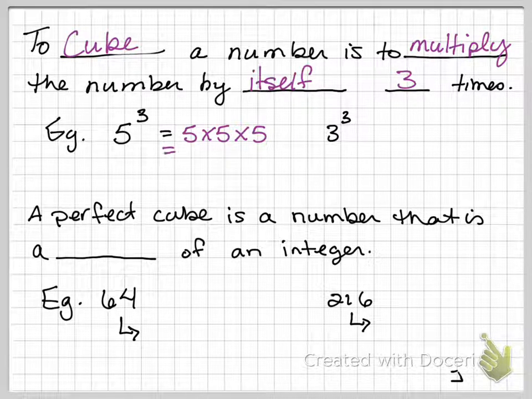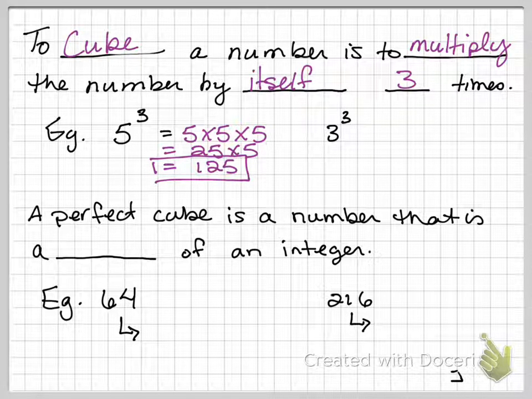So 5 times 5 is 25, and then I have to times it by another 5. 25 times 5 is 125. So 5 cubed is equal to 125.